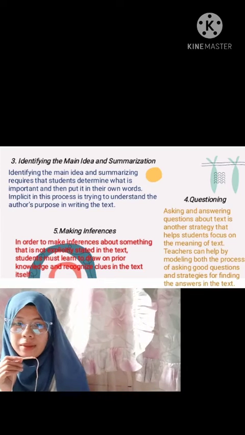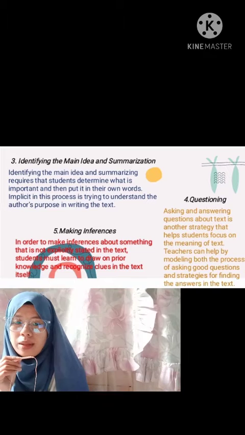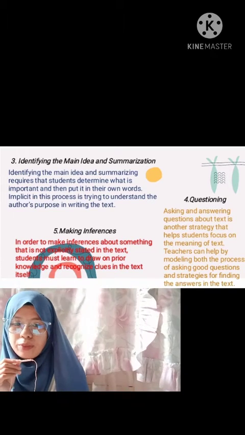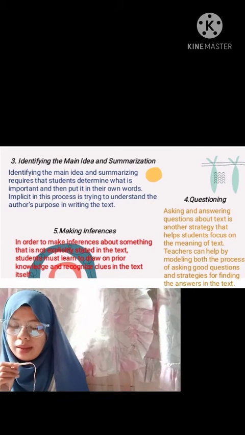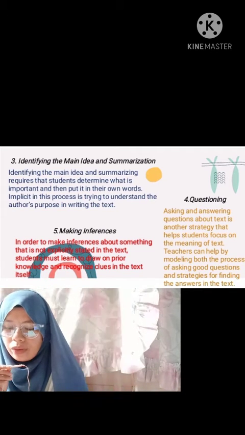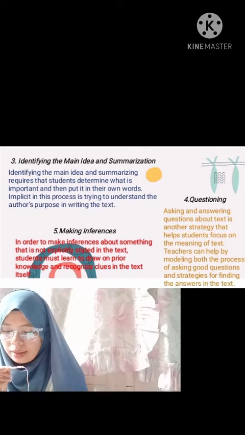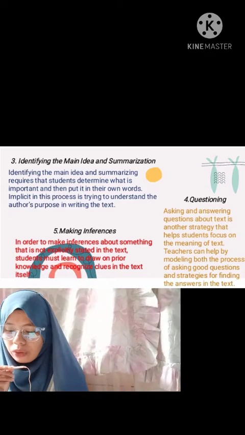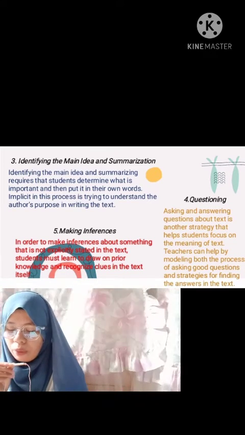Identifying the main idea and summarizing it requires that students determine what is important and then put it in their own words. Implicit in this process is trying to understand the author's purpose in writing the text. These strategies teach students how to discern the most important ideas in a text, how to ignore irrelevant information, and how to integrate the central ideas in a meaningful way.